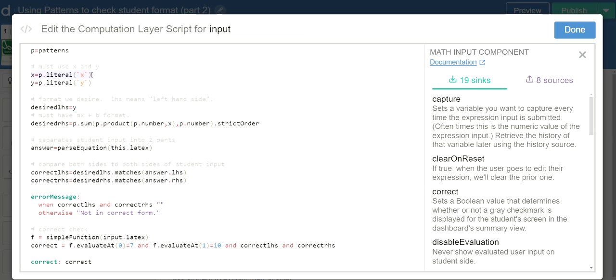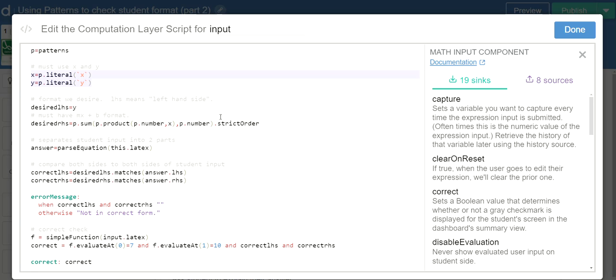Now, in this case, we're going to be expecting students to enter 2 variables. So we're extending what we did in the previous video. We're now going to have 2 variables defined, x and y. So students must use the variables x and y. That's what that part shaded tells you.